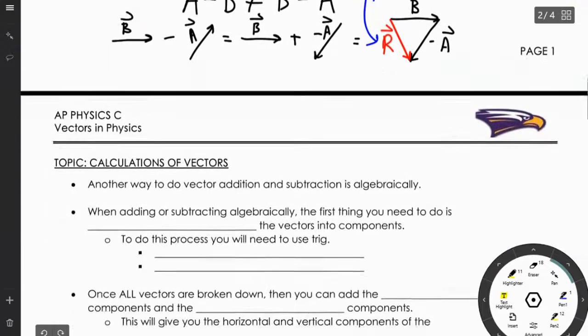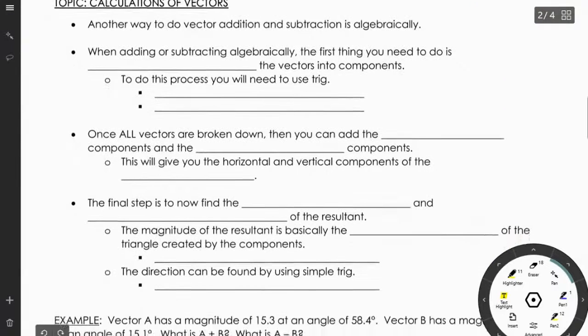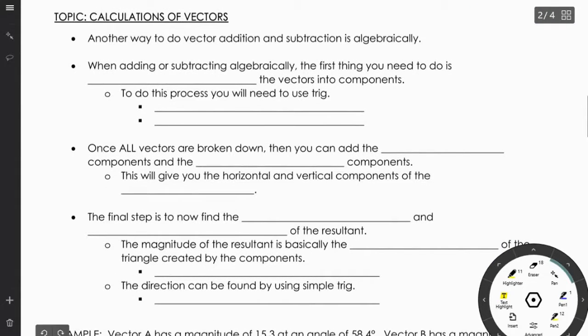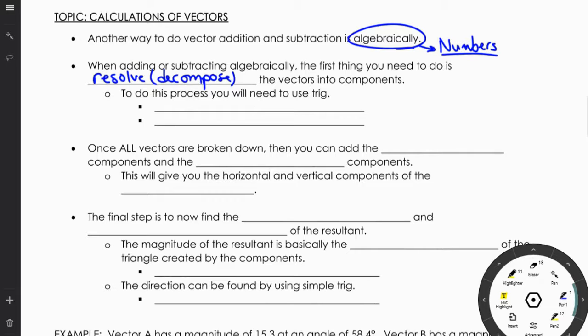Now, most of the time in physics, though, we're not going to look at the pictures. It's one thing you may have to do, but what we're going to do is add them algebraically. So we're going to use the numbers. That's what algebraic means. So we're going to use the numbers to solve these problems. So when adding and subtracting algebraically, the first thing you need to do is resolve, or sometimes you'll see it called decompose, the vectors, so all vectors really, into components.